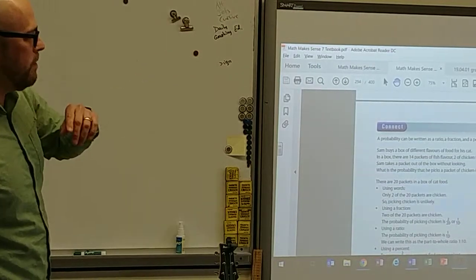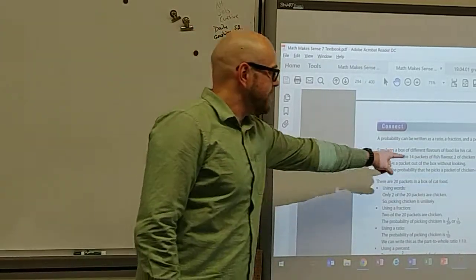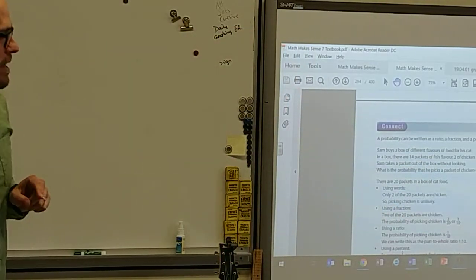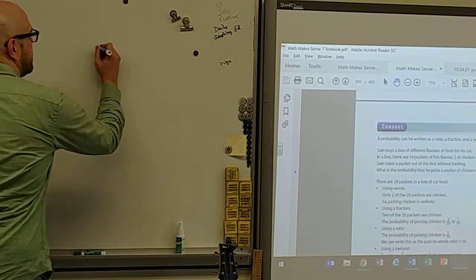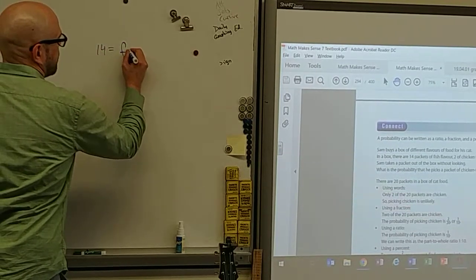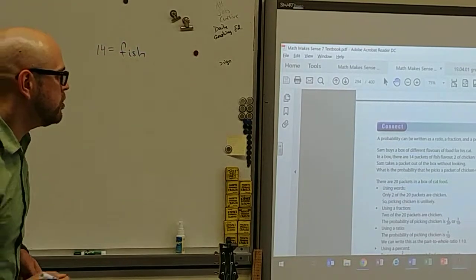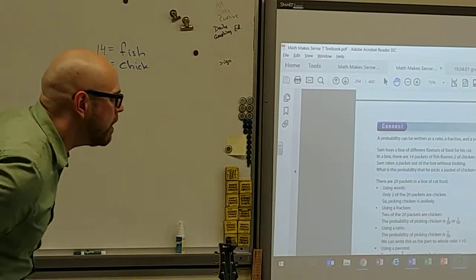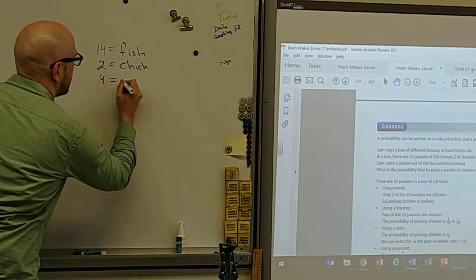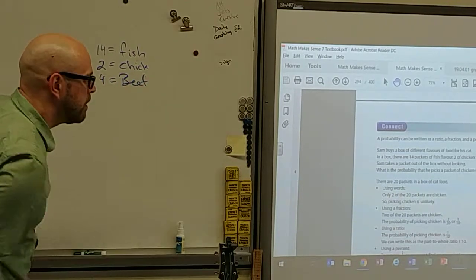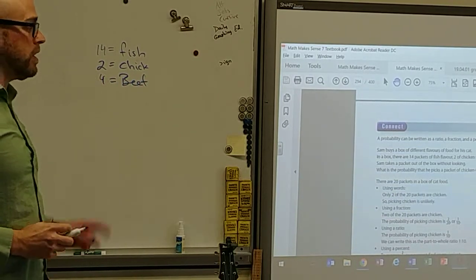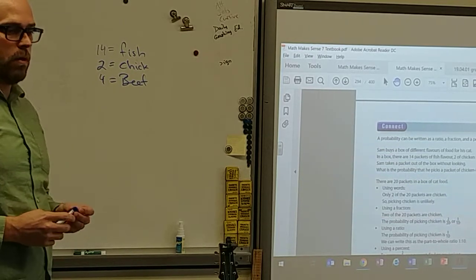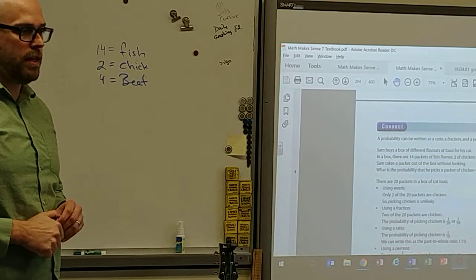Sam buys a box of different flavors of food for his cat. Oh, it's Canadian spelling, isn't that wonderful? In a box, there's 14 packs of fish flavor. There's 2 of chicken. There's 4 of beef. Sam takes a packet out of the box without looking. What are the odds of him getting a chicken flavored one? Just want you to write the answer.